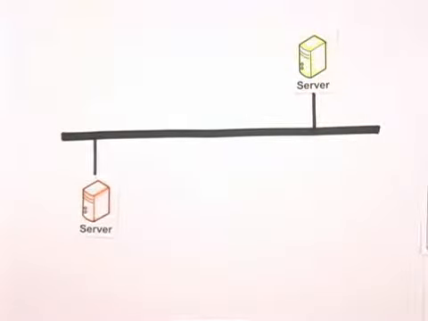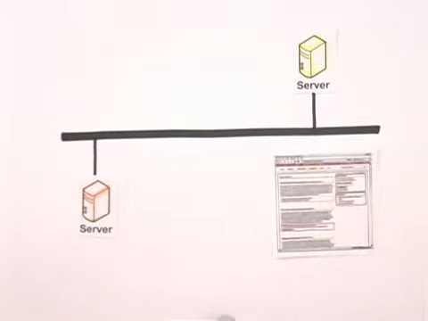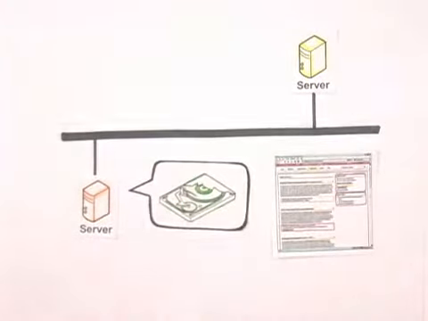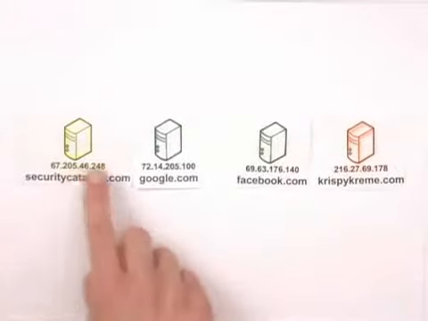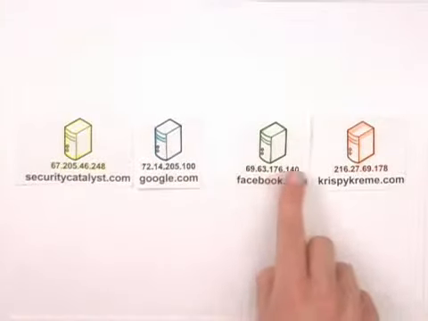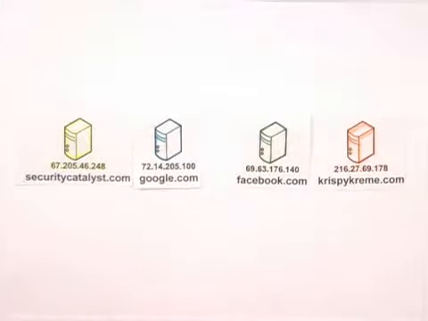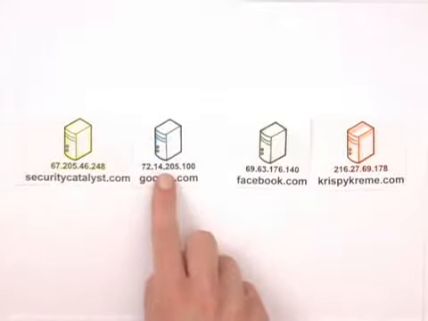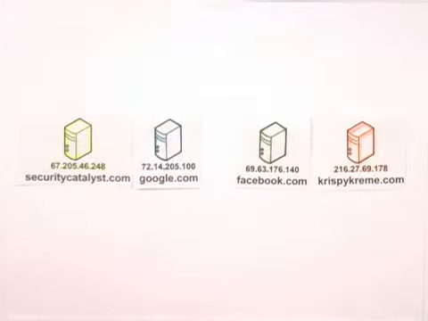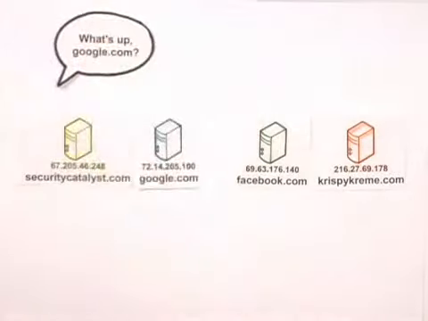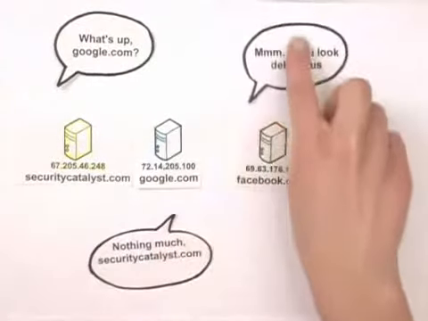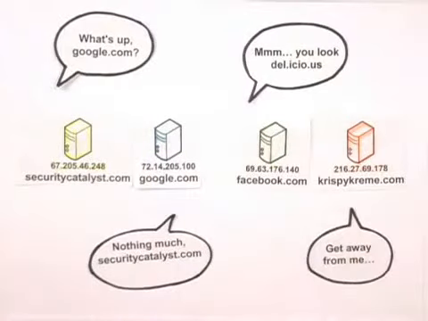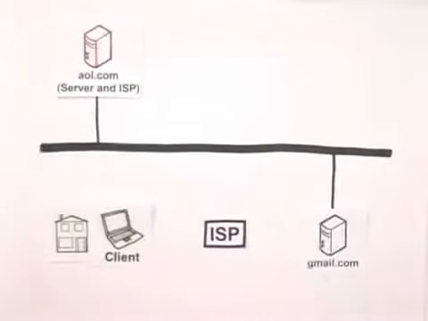A server is a special computer connected directly to the internet, and web pages are files on that server's hard drive. Every server has a unique Internet Protocol address, or IP address. Just like a postal address, IP addresses help computers find each other. But since 72.14.205.100 doesn't exactly roll off the tongue, we also give them names like Google.com, Facebook.com, or SecurityCatalyst.com. So this is how it works.